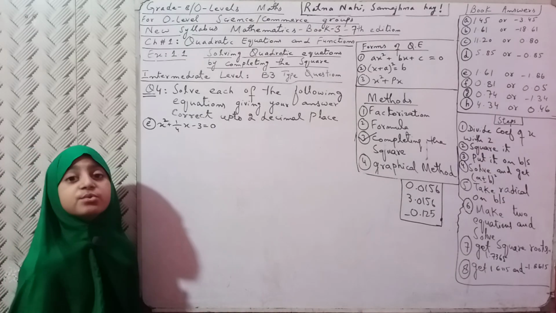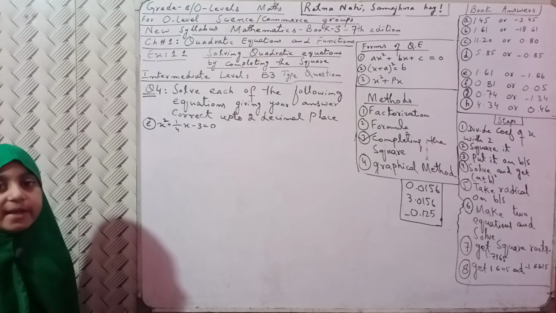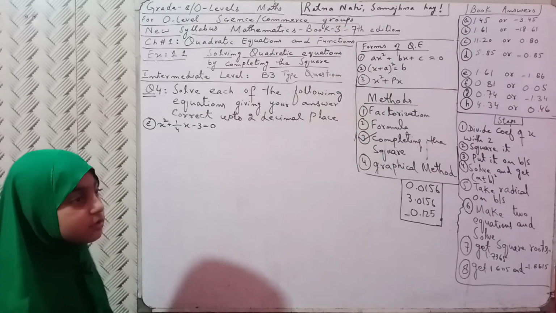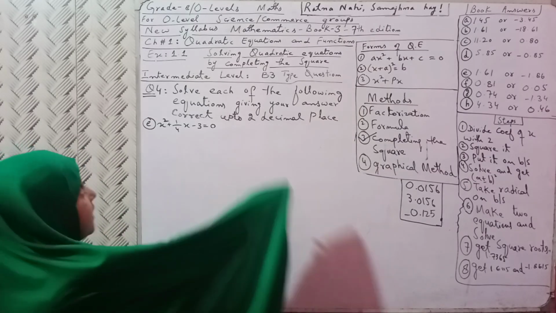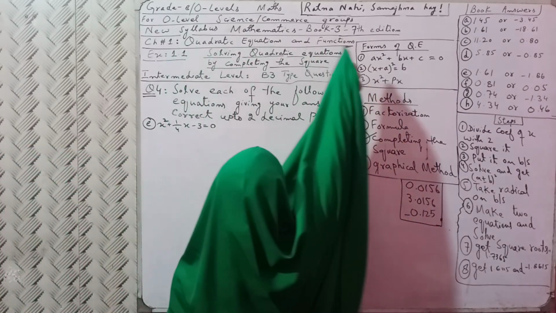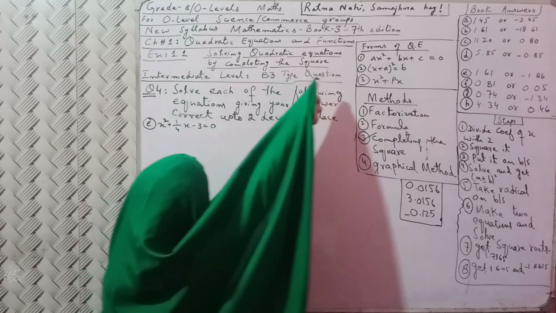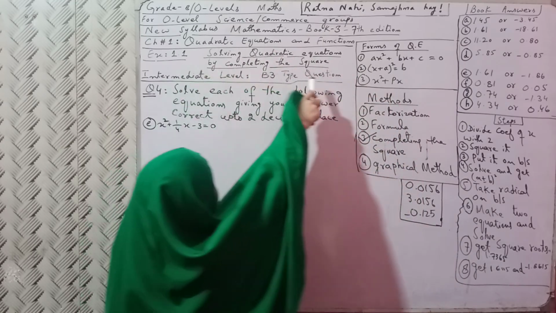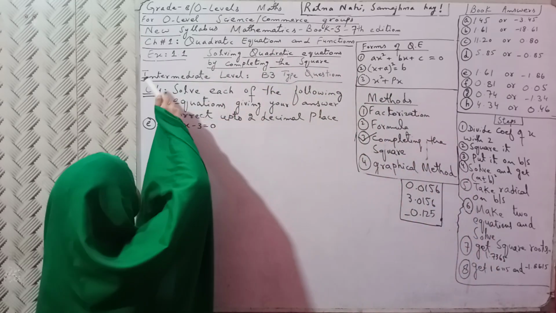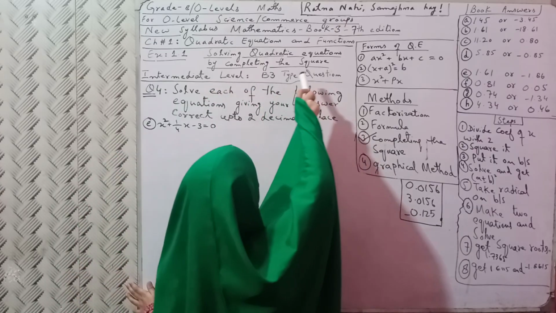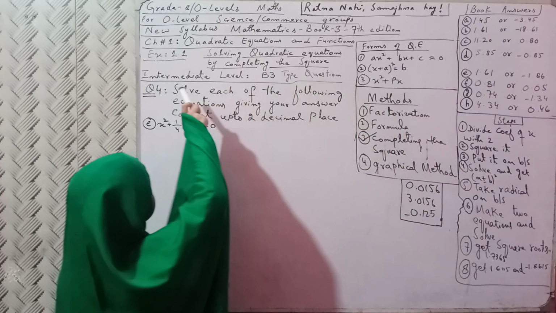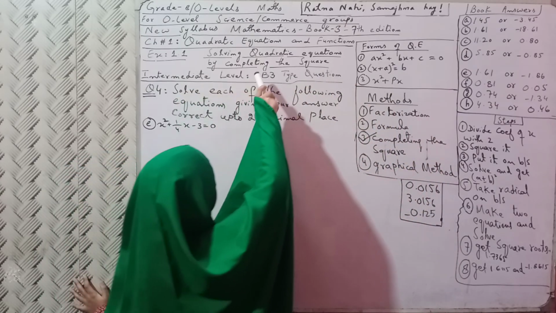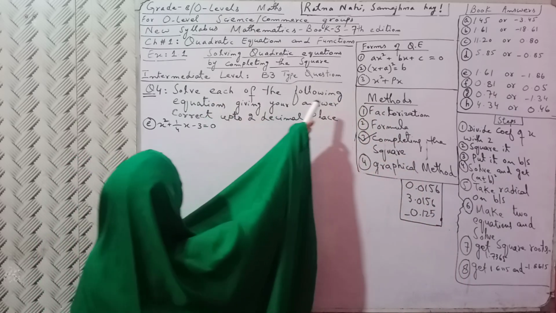I am a student of class 4. My school name is Faizan Islamic School System, Hyderabad, Pakistan. Today we are going to learn graded all maths for all level science, commerce group, new syllabus, mathematics book 3, 7th edition, chapter number 1, quadratic equation and functions. Exercise 1.1, solving quadratic equations by completing the square.